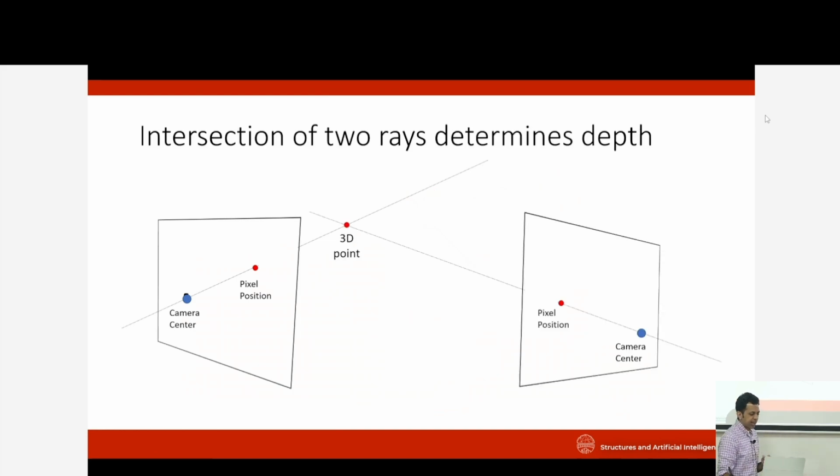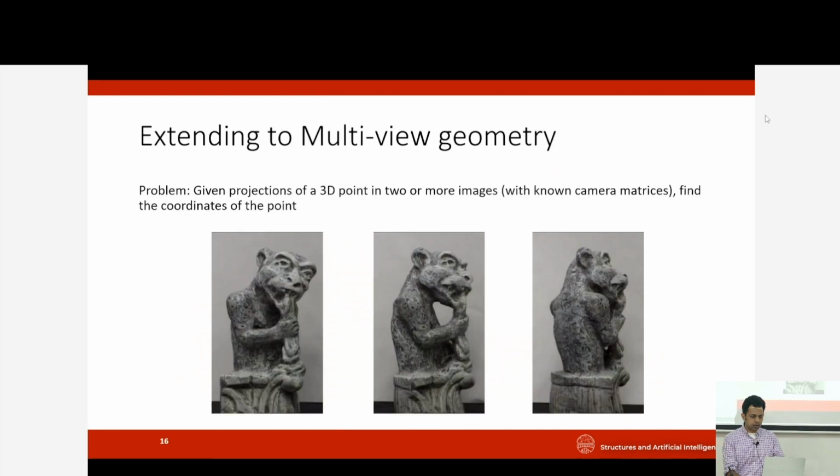On the other hand, if we have another image, then we can get two rays, and we can find out where these two rays intersect, and that's going to be the point in 3D space where that object lies. So that brings us to multi-view geometry. Given projections of a 3D point in two or more images, our goal is to find the coordinates of that point in the world coordinate system.